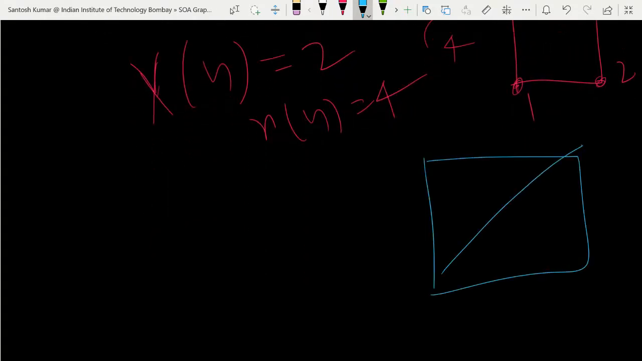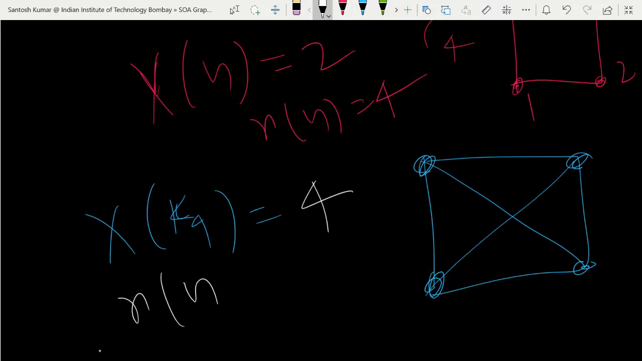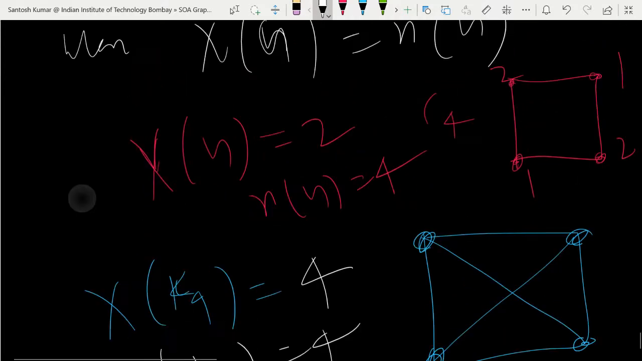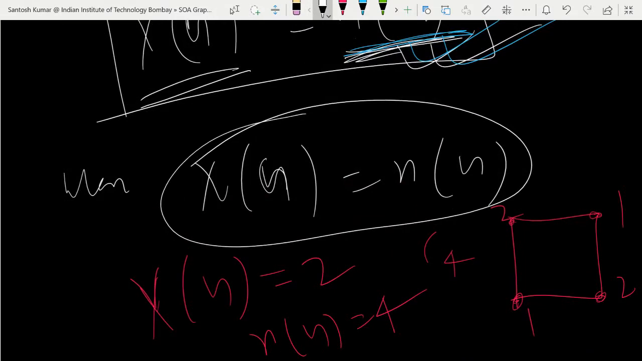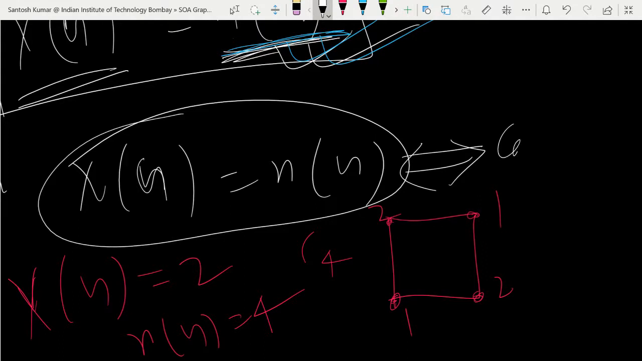So in case of K4, with vertices 1, 2, 3, 4, what is the chromatic number of K4? 4. And the number of vertices is also 4. So that's why both are equal. In case of a complete graph, this equality will hold. In general, this will hold for the complete graph.